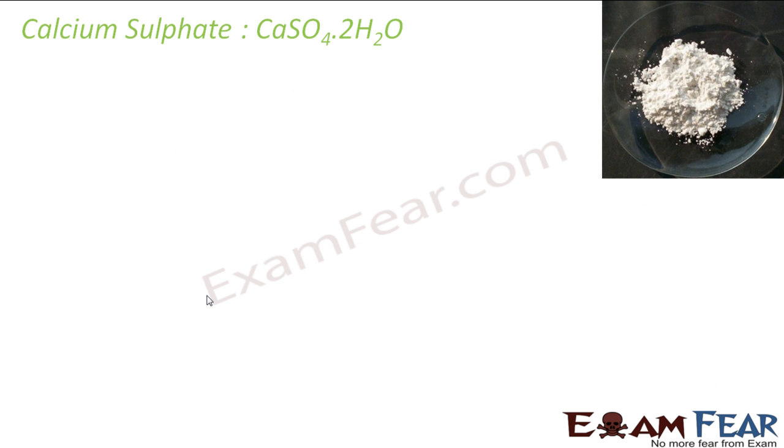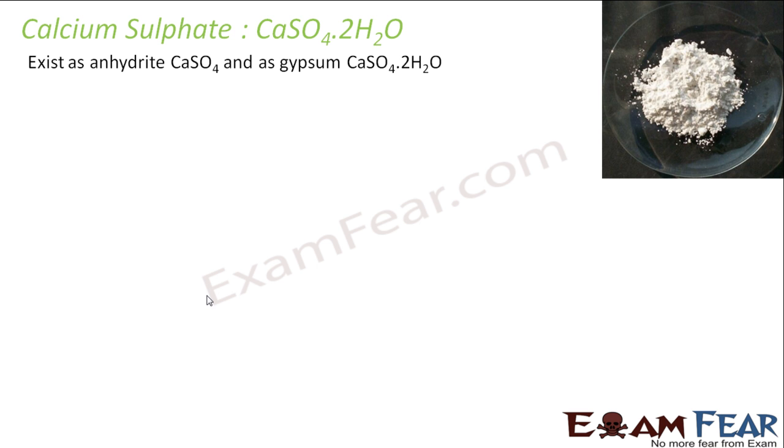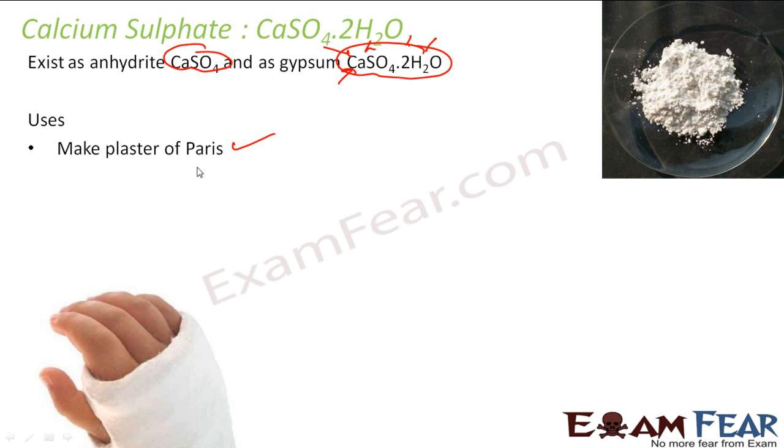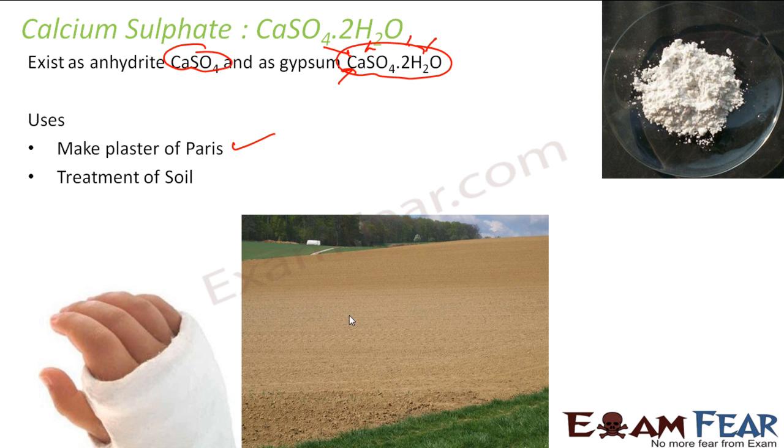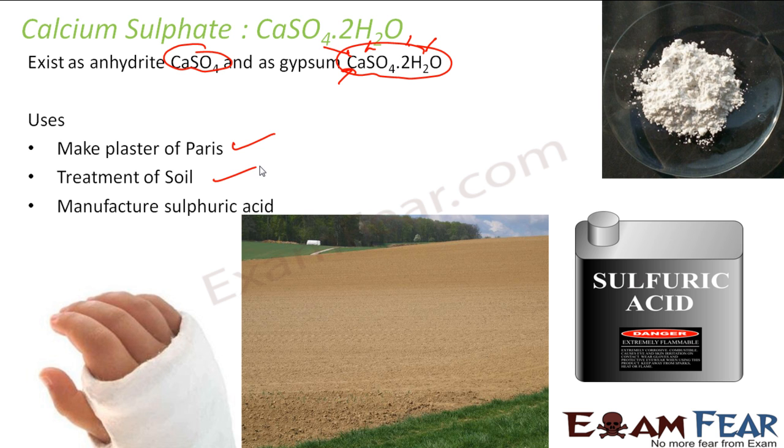The next is calcium sulfate, CaSO4.2H2O. It exists in anhydrous form also, without water, and as gypsum, CaSO4.2H2O. If you remember, when you heat this, you get the plaster of Paris. The uses are to make plaster of Paris. We have discussed the plaster of Paris. It is also used for treatment of soil, and it is also used to prepare sulfuric acid. Sulfuric acid is a very critical acid. An acid we use in lab, we use in industry. So calcium sulfate is used to prepare sulfuric acid.